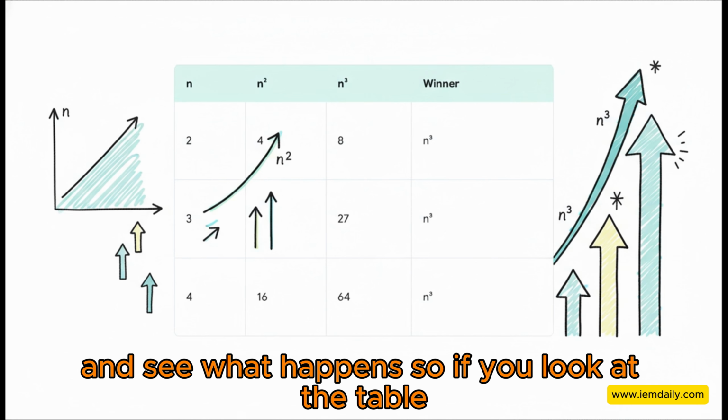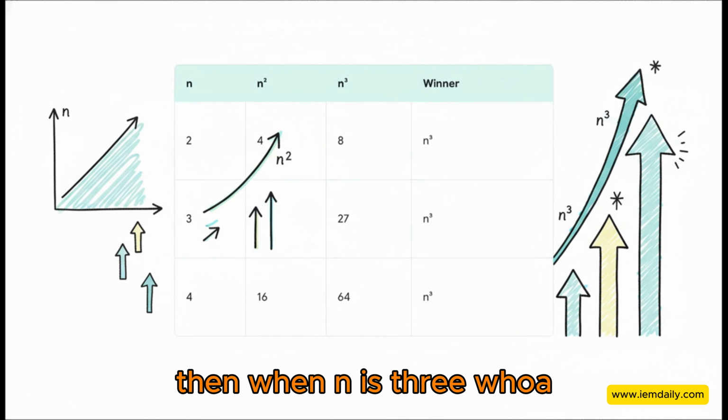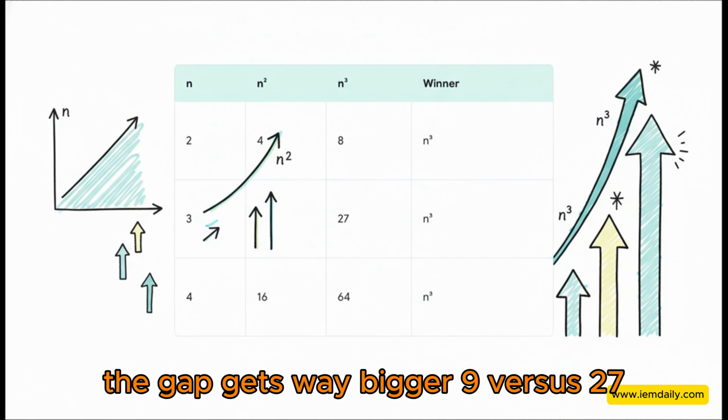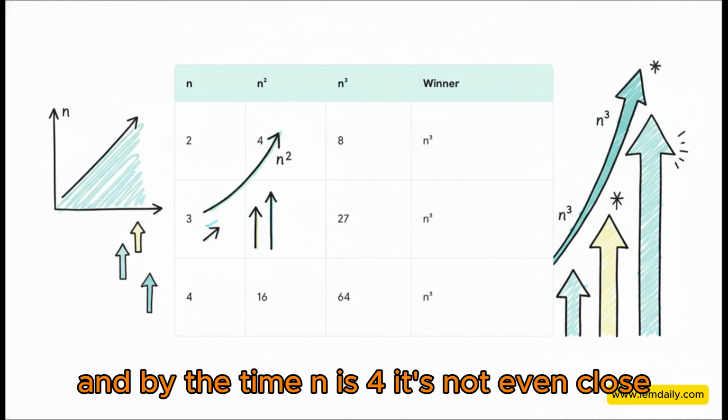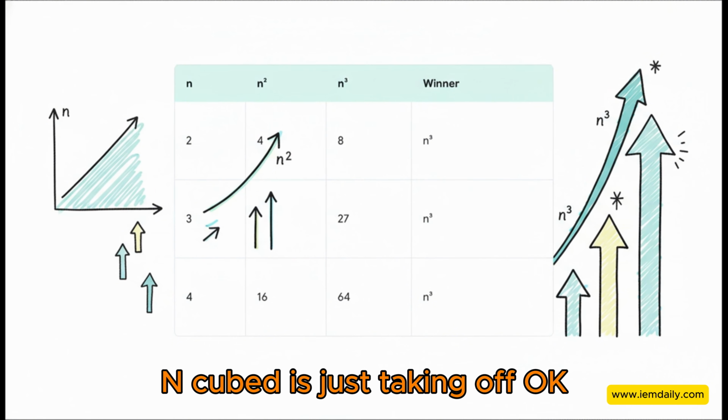So if you look at the table, when n is 2, n cubed is already bigger. Okay. Then when n is 3, whoa, the gap gets way bigger, 9 versus 27. And by the time n is 4, it's not even close, 16 versus 64. The pattern seems pretty obvious, right? N cubed is just taking off.